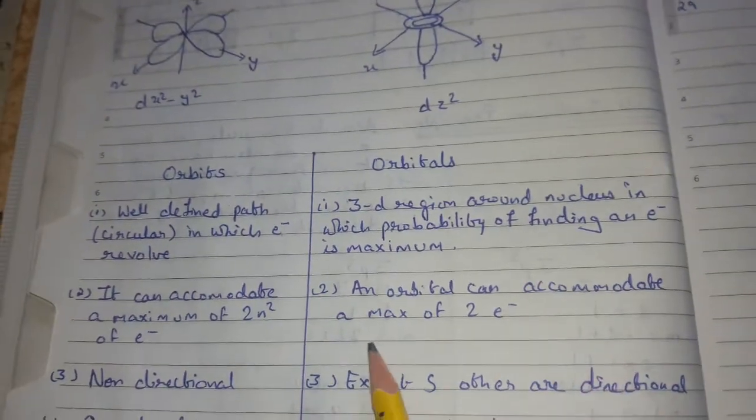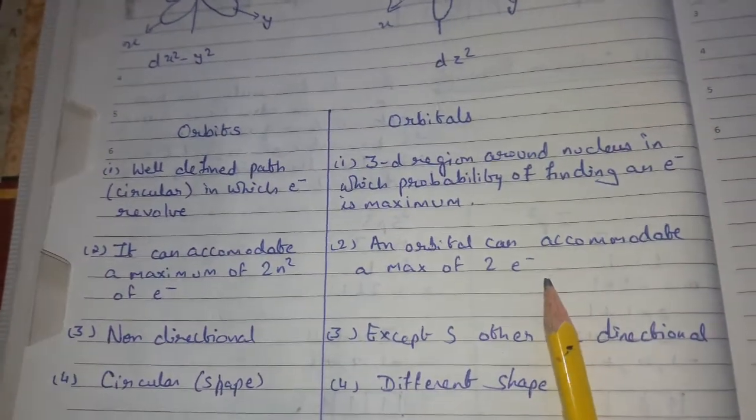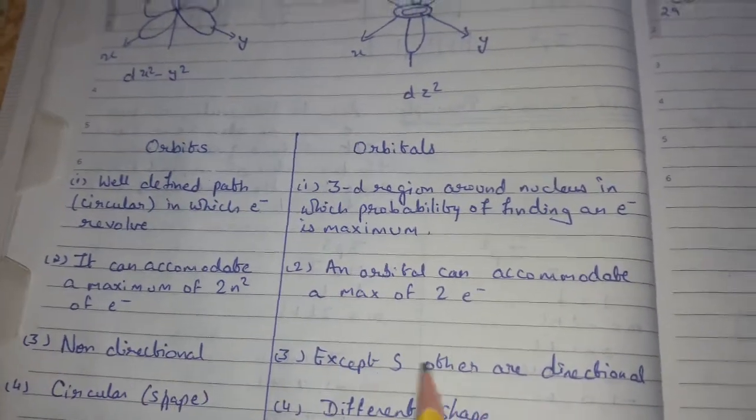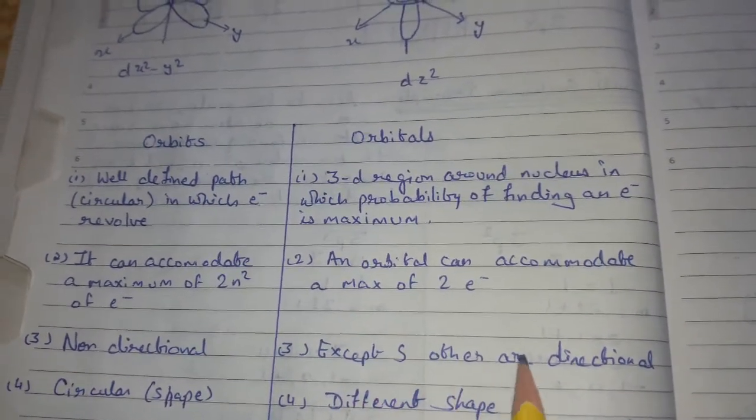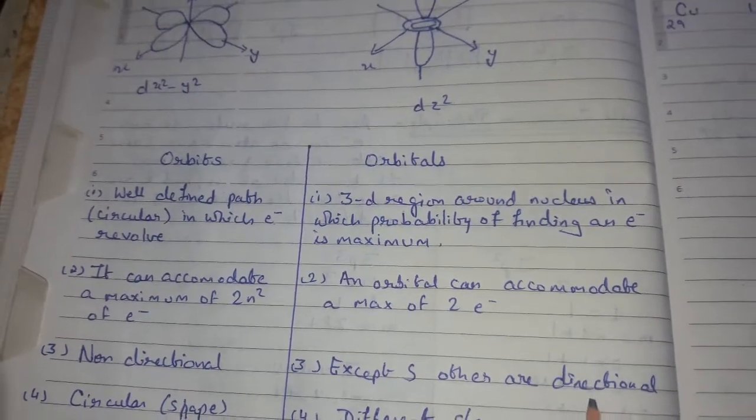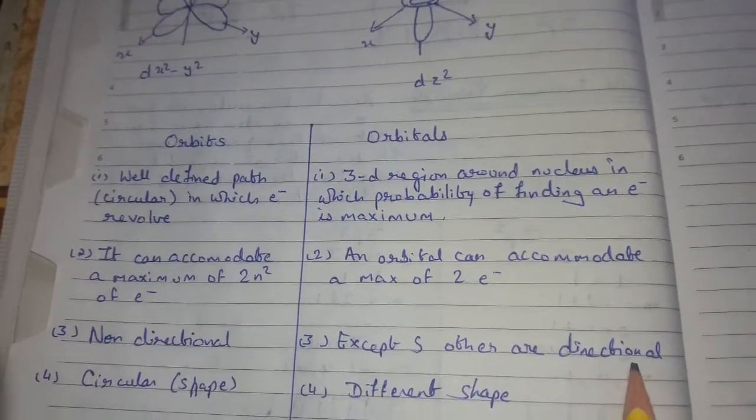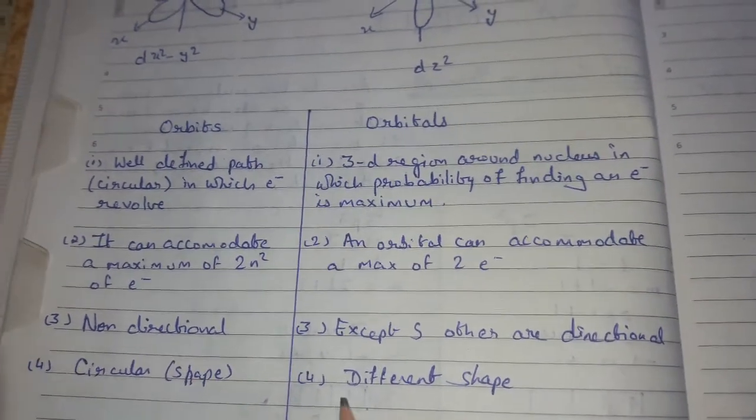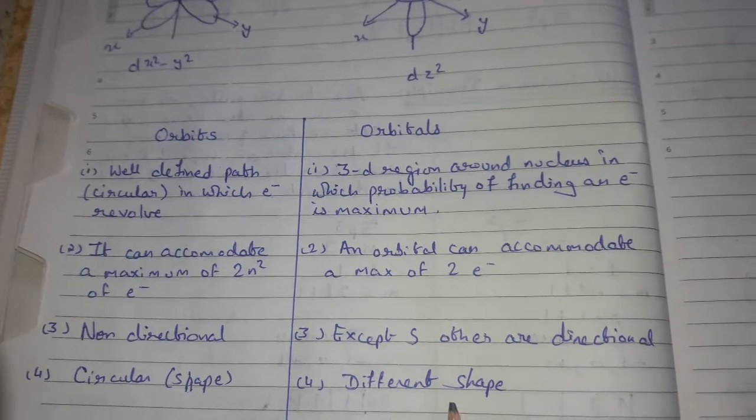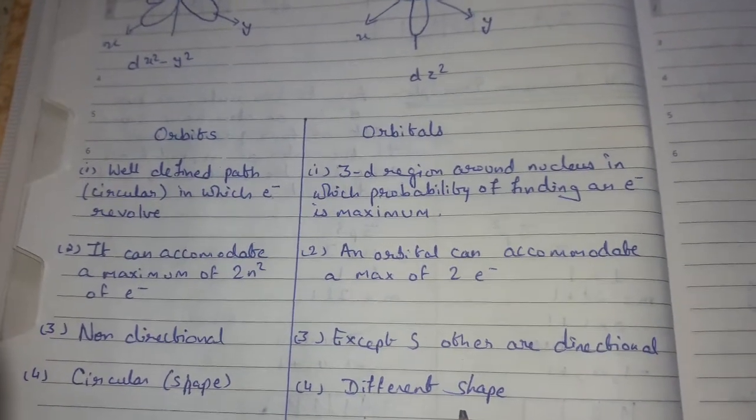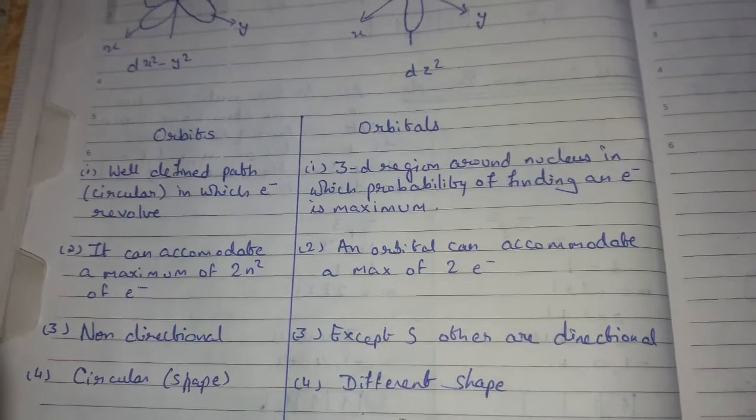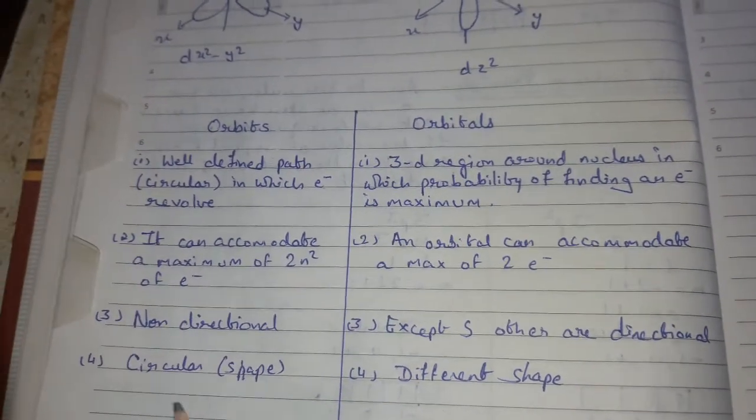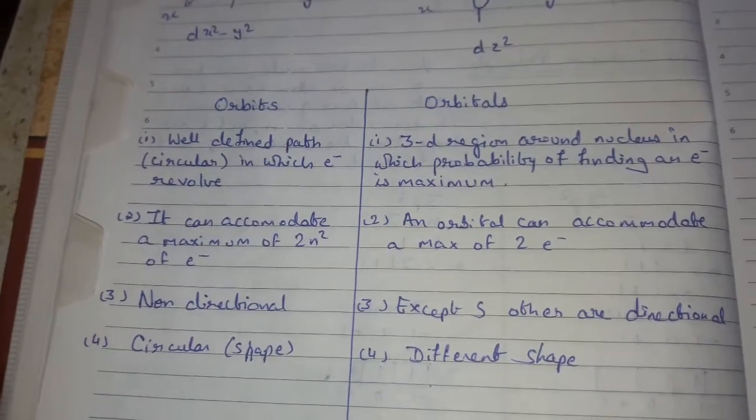An orbital can accommodate a maximum of 2 electrons. Now in case of orbits, they do not have any direction. They are non-directional. In case of orbitals, except the s orbital, others are directional. They have a direction along the x-axis, y-axis or z-axis. In case of orbits, they are spherical, circular in shape, whereas orbitals have different shapes. The s orbital is spherical, the p orbital is dumbbell shaped, the d orbital is double dumbbell shaped, and the f orbital has a complex structure. This is the difference between orbit and orbitals. Okay, understood?